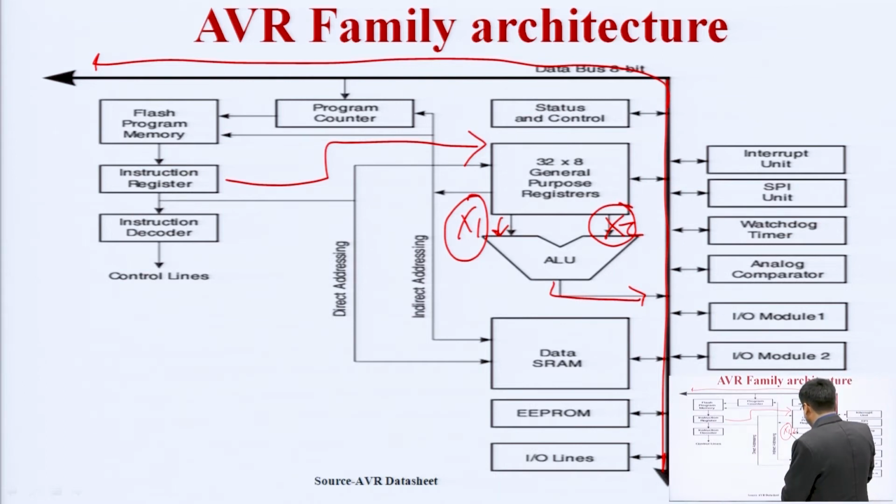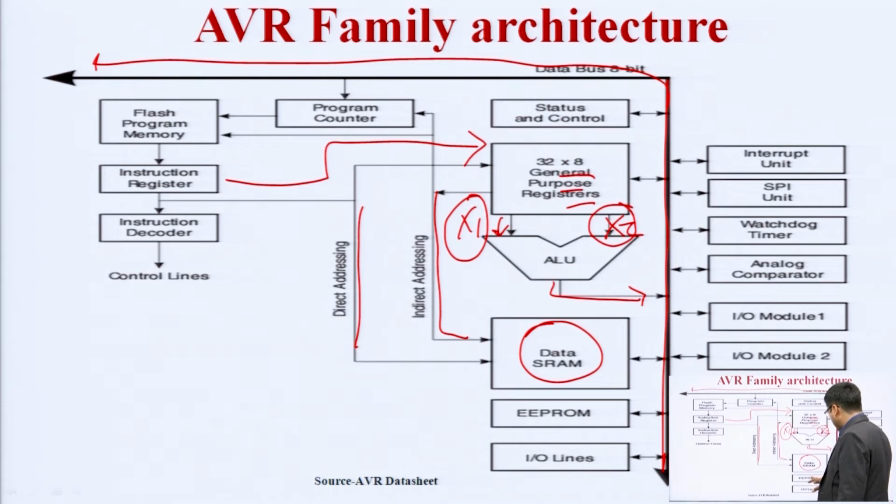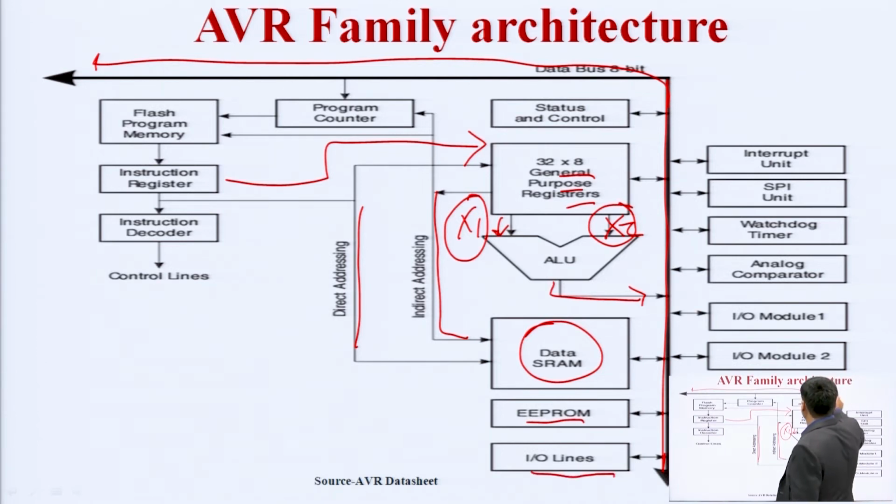There are other units available like data SRAM, EEPROM, and input output lines. Data SRAM means static random access memory. These are controlled through two lines, direct addressing and indirect addressing, and they are connected to the 32 into 8 general purpose registers. There is also EEPROM, electrically erasable ROM, in addition to the flash memory, and input output lines. All are connected through the 8-bit data bus. Basically, we have seen that the AVR microcontroller is an 8-bit microcontroller, so it has a data bus of 8 bits.